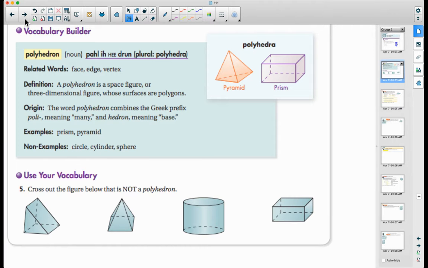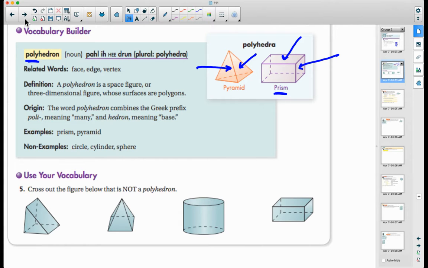Polyhedron is the name for a three-dimensional object. It's a space figure, or a three-dimensional figure, whose surfaces are polygons. That's the important part. Because it's poly, we have to think that the sides, which are actually referred to as faces, are all polygons. In this prism, those are all rectangular. In this type of pyramid, all of these are triangular.